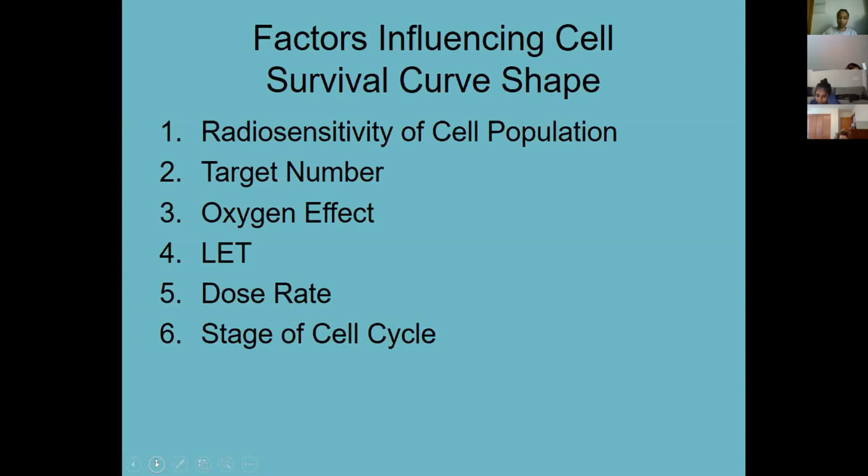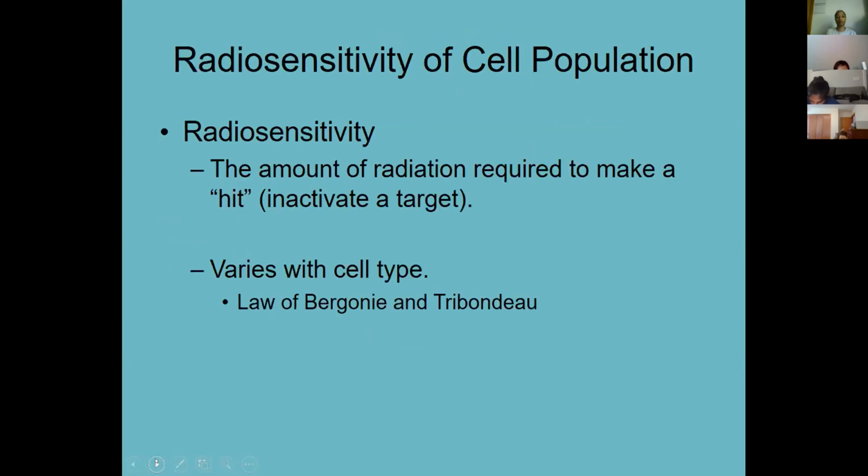We're going to start with radiosensitivity, then we'll look at target number, and if we get to it today, we'll go into the oxygen effect and the remaining others on the list. We probably won't get that far today, but regardless, we have a whole other class period to get through this information. So we're going to start first with radiosensitivity. And how would radiosensitivity affect the shape of the cell survival curve?